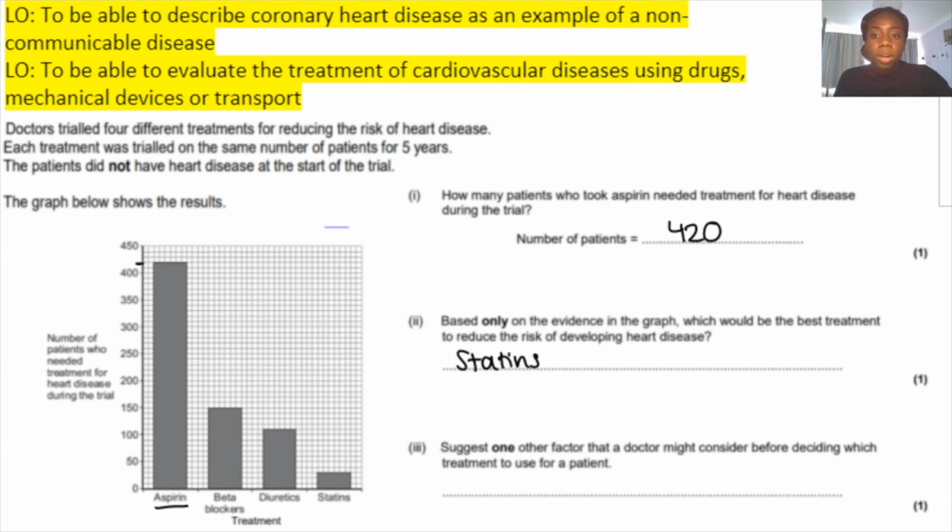Finally, suggest one other factor that a doctor might consider before deciding which treatment to use for a patient. So there's loads of factors that you could mention. Just a few good ones could be the cost of a treatment and also the side effects.